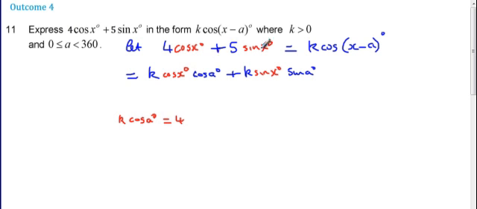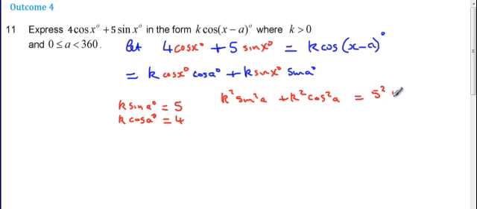On the left hand side, 5 is multiplying sin x, and on the right hand side, k sin a is multiplying sin x. So k sin a must be the same as 5. To solve this, we square and add the two equations. So we get k squared sin squared a plus k squared cos squared a is equal to 5 squared plus 4 squared.